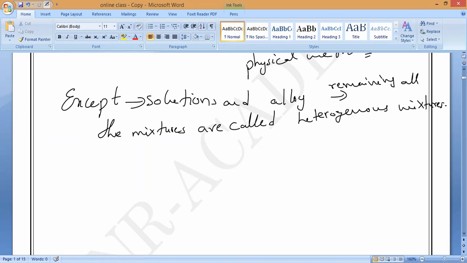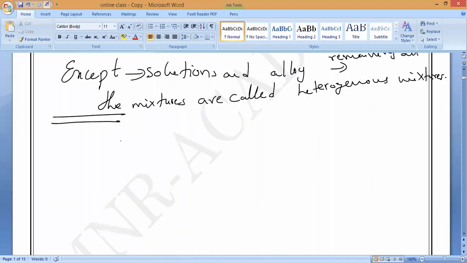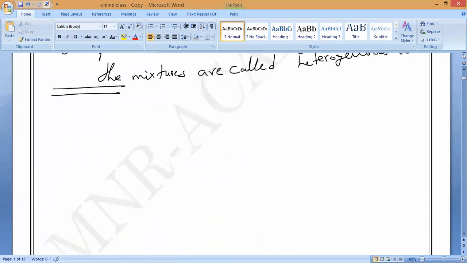Heterogeneous mixtures. Do you have any doubt in this? Ask me. Clear? Yes, sir. So this is all about the mixtures. In the last class I taught you the iron and sulfur mixture, totally 6 properties. And finally we concluded that most of the mixtures in our surroundings are heterogeneous mixtures.